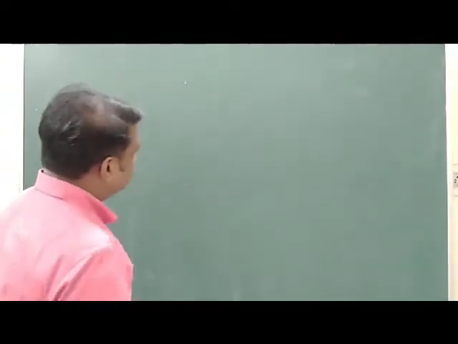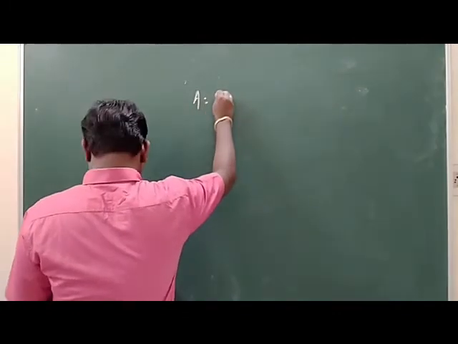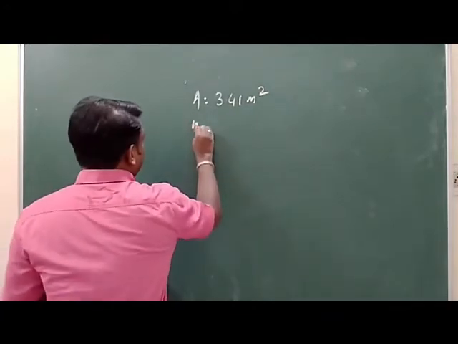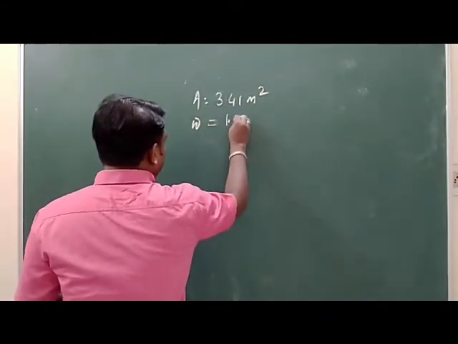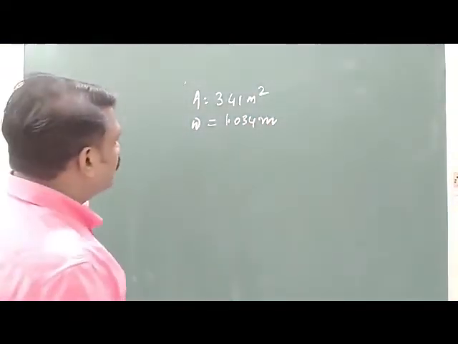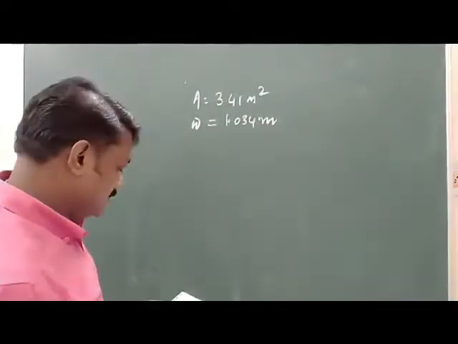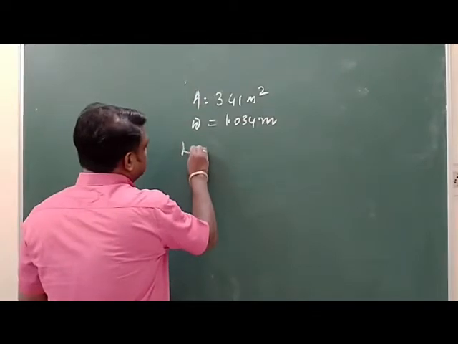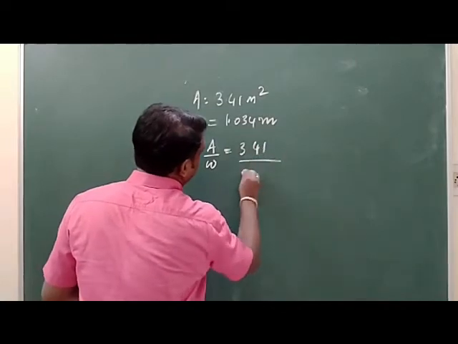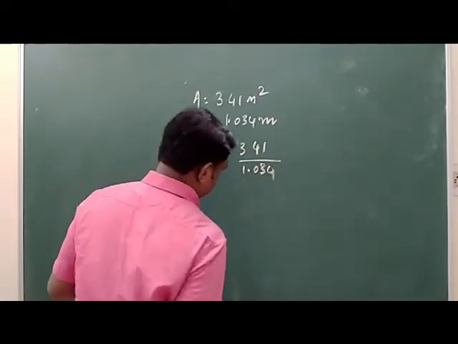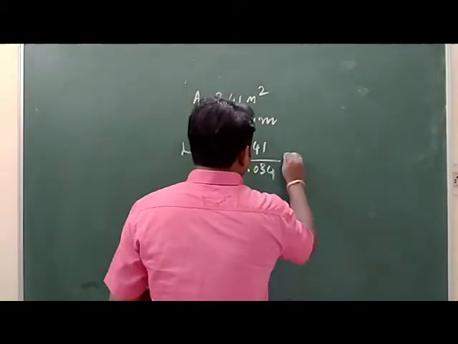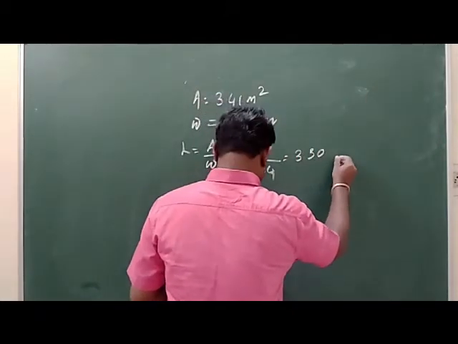So, surface area is given: 3.41 meter square. Width is 1.034 meter. What we have to find out is its length. So, length is equal to area by width, which is equal to 3.41 divided by 1.034. When you calculate, it will become 3.30 meter.